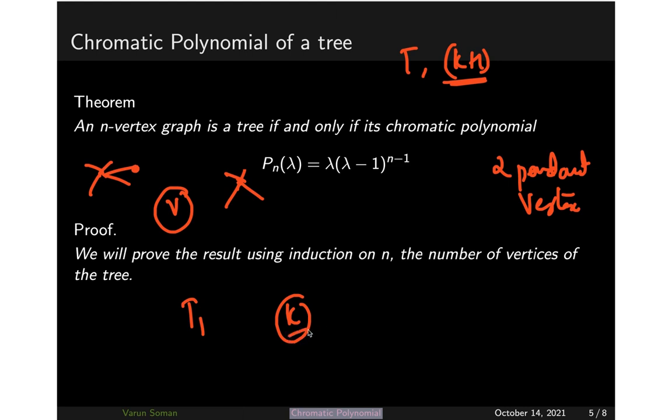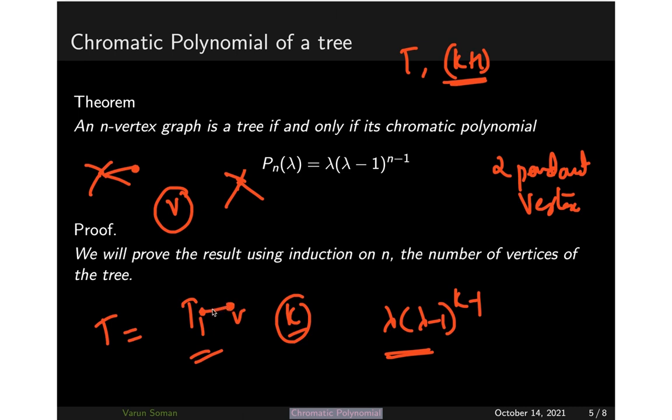Therefore the chromatic polynomial of this graph, by the induction hypothesis, will be lambda into lambda minus 1 raised to k minus 1. This is the number of ways of coloring T1 using lambda colors. Now what's the difference between T1 and T? There is one extra vertex. When you attach that vertex V to T1, you get T. So we have to find the number of ways of coloring T.